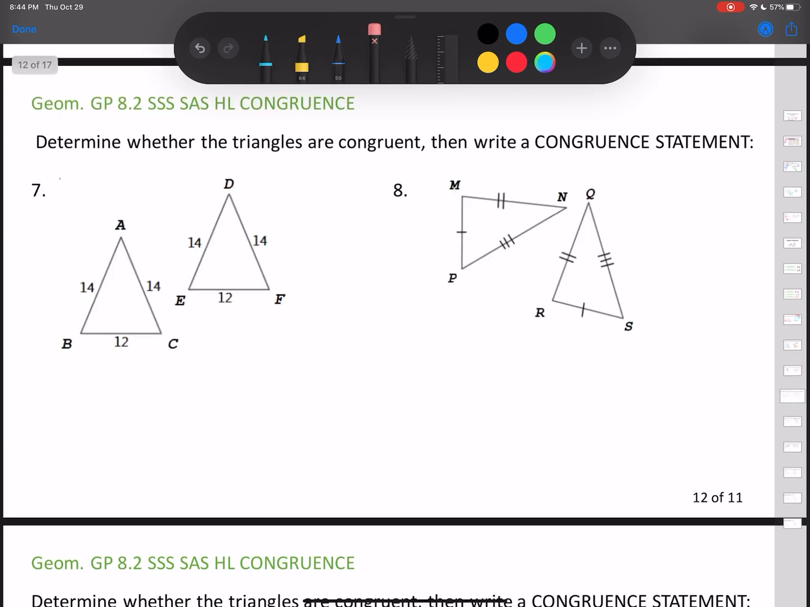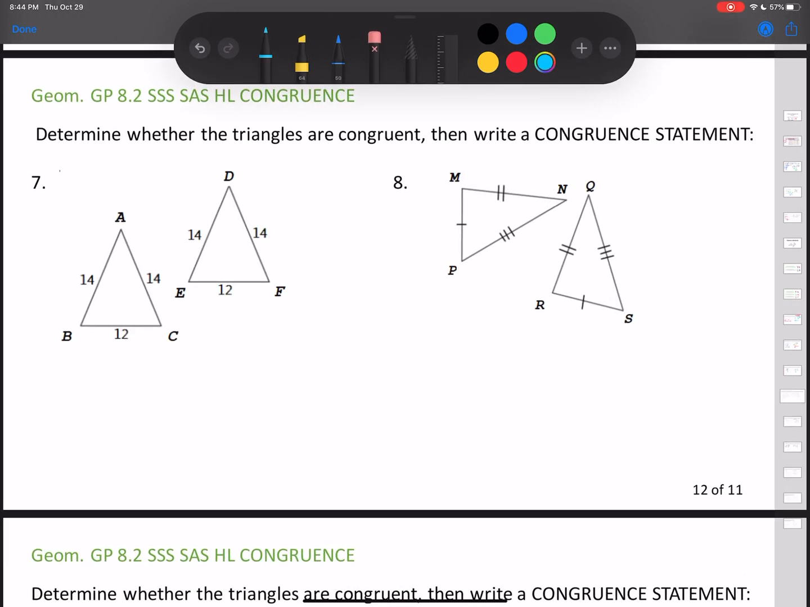All right, we have all three sides congruent. So that's obviously side, side, side. On both of these ones, all three sides congruent. So that's side, side, side.